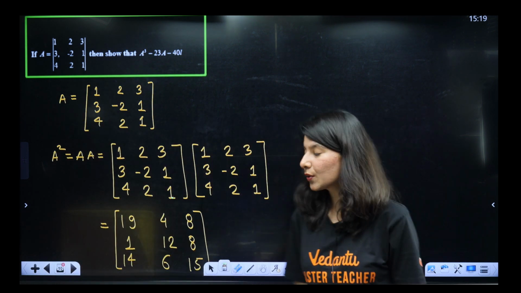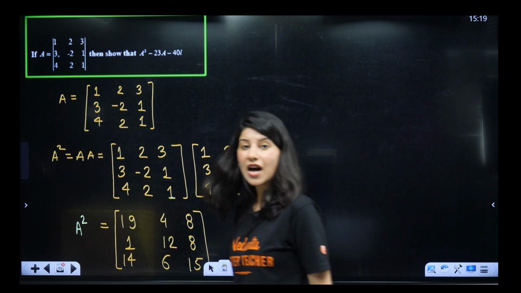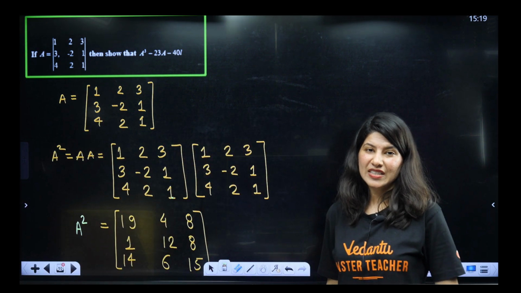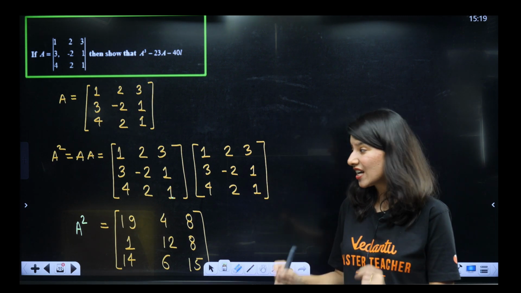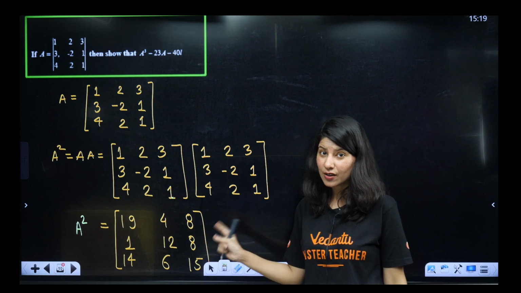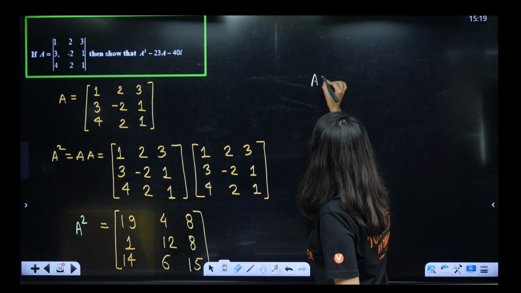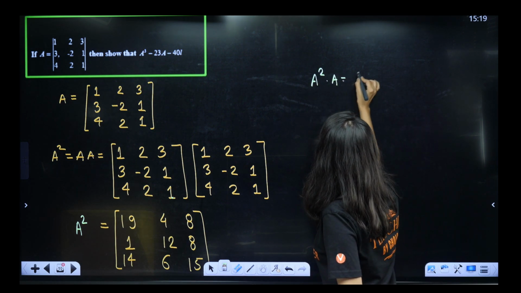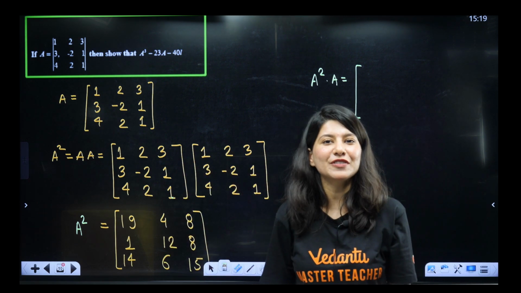So this is what you're going to get. This is your A square. Now, ma'am, what to do? Yes, it is a time consuming thing and you have to cross check also. High chances that you are going to make mistake in this calculation, okay? A square is with you. Now, what you need to do is A square multiply A. Majority time of this question is calculation of A cube only.